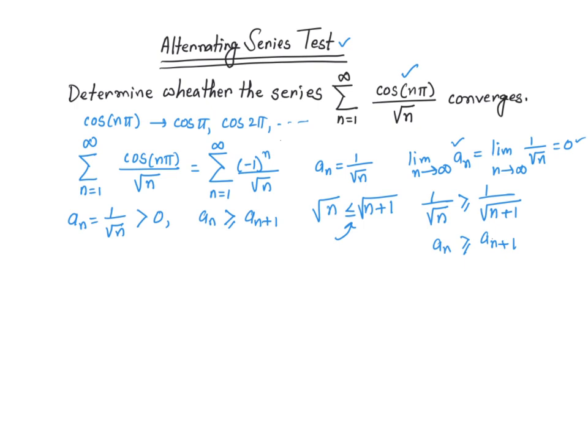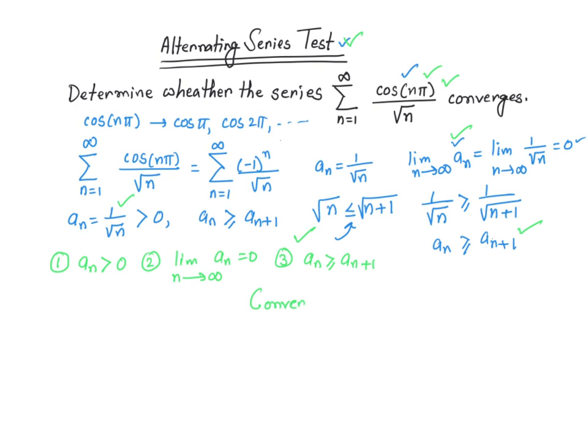We just satisfied all three conditions that are required for the alternating series test, which is a sub n is positive, that's condition 1. Condition 2, limit n approaches infinity, a sub n is 0, which we already showed as well. And the third one is a sub n is greater than or equal to a sub n plus 1, which we showed right here. So all three conditions are satisfied for this series, right? Therefore, by the alternating series test, the series must converge. So it must converge.